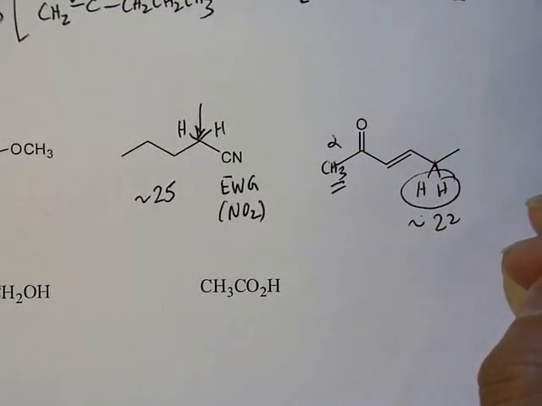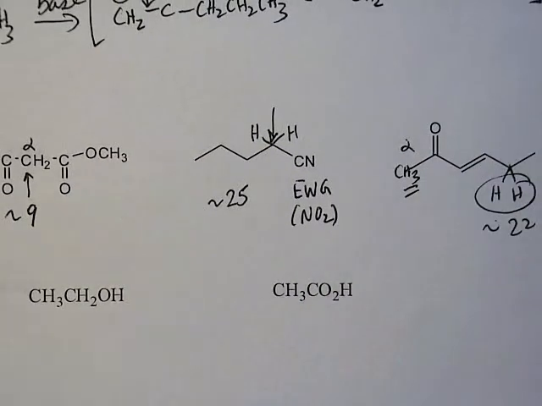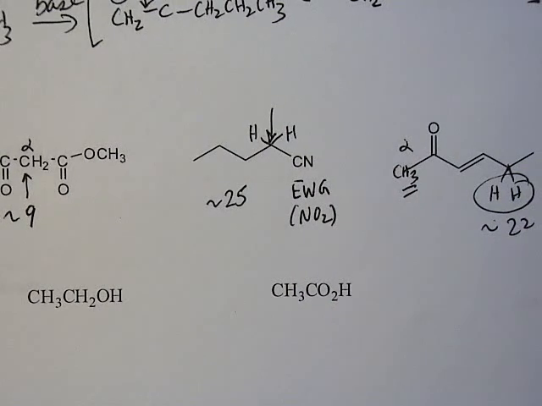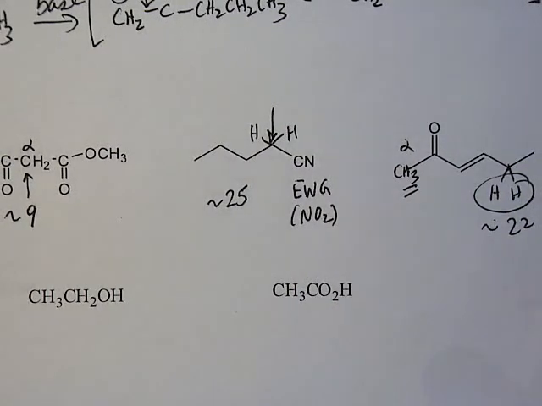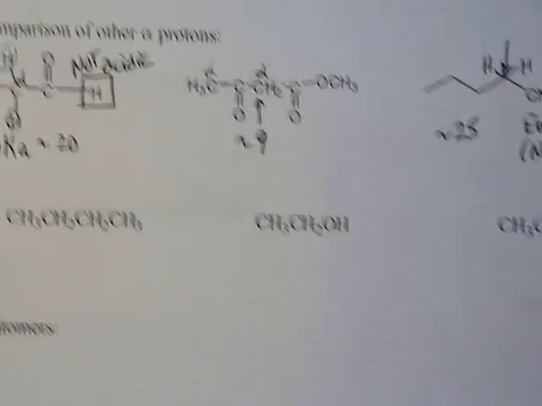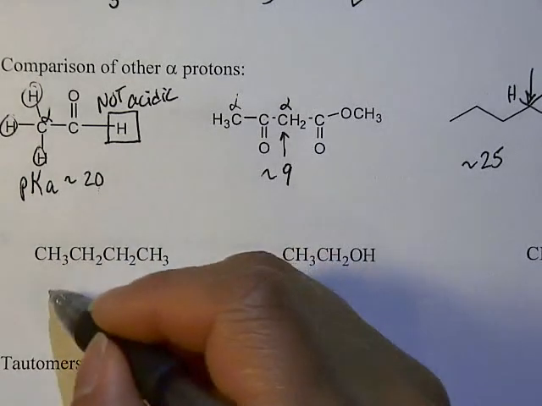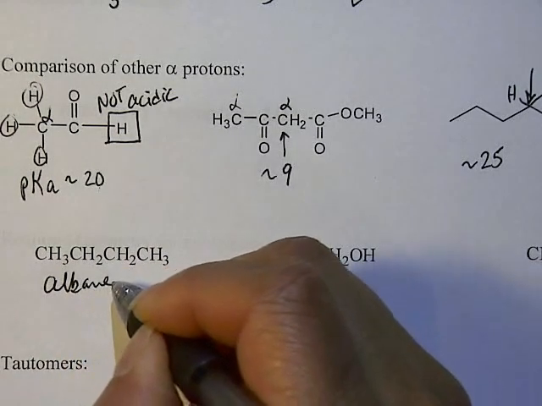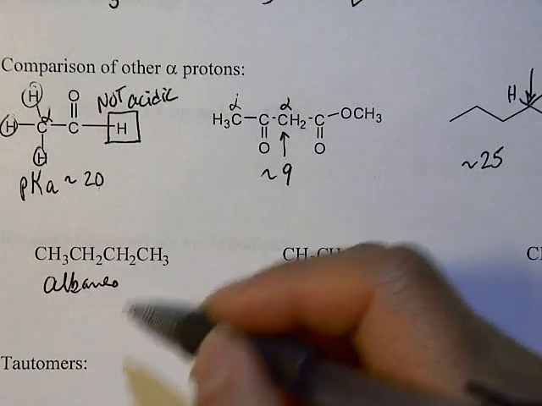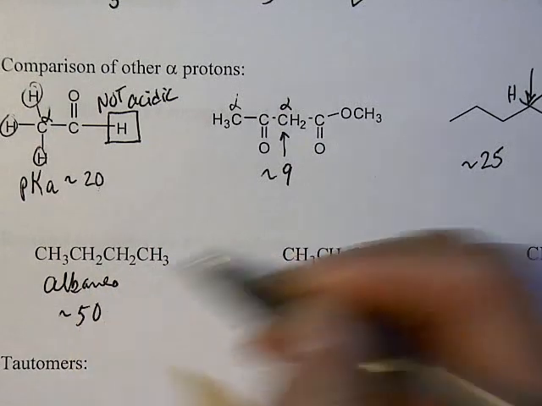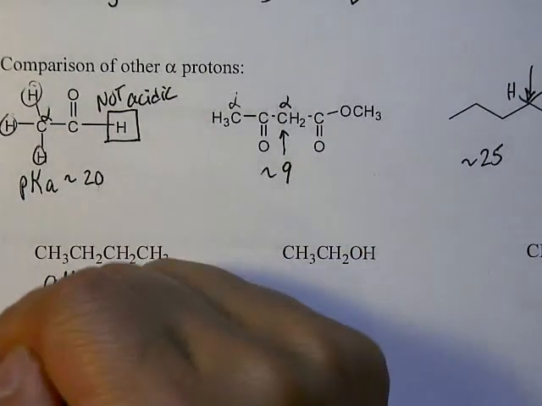So we keep saying that these alpha hydrogens are acidic, but you have to pull back and look at how acidic these are compared to other organic compounds. That's why I have these compounds below. Alkanes in general, if you want to pull these protons off, is really hard because the pKa is around 50.